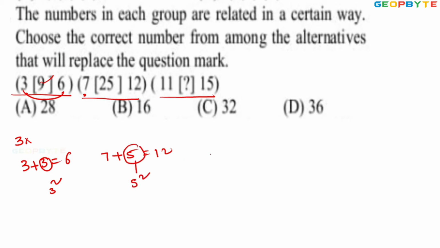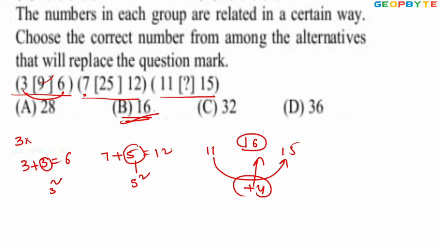So middle number. So 11 and 15. So how much are you adding here? So 4 added. So that is 4 square. 4 square meaning 16. So what is the answer? B is the answer.